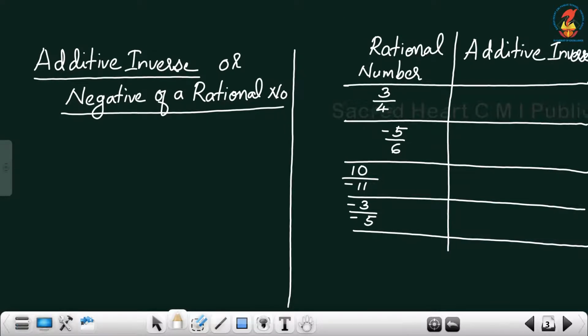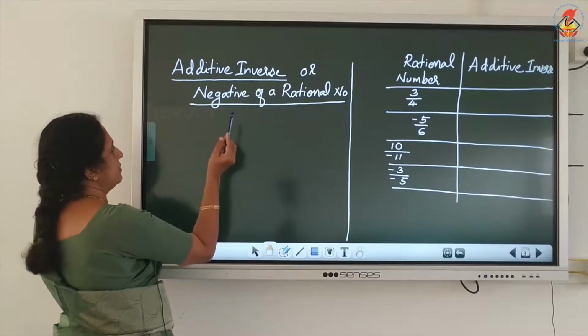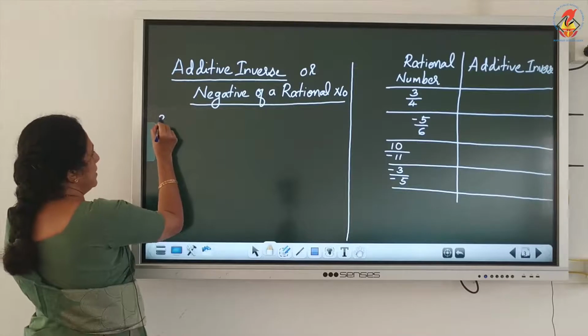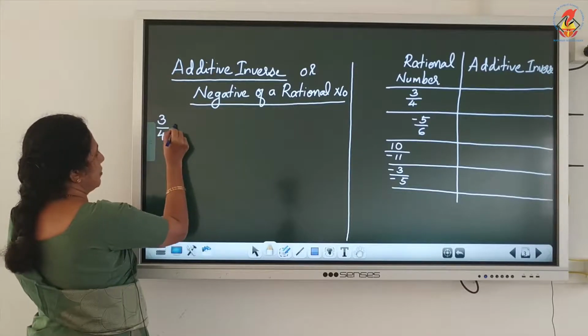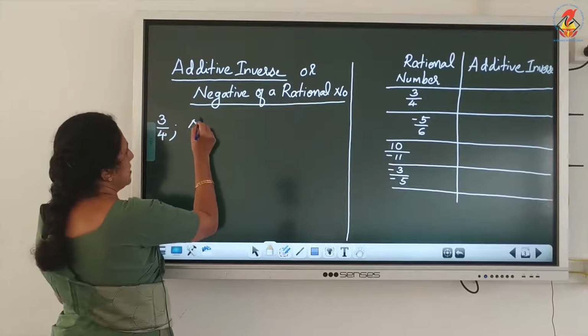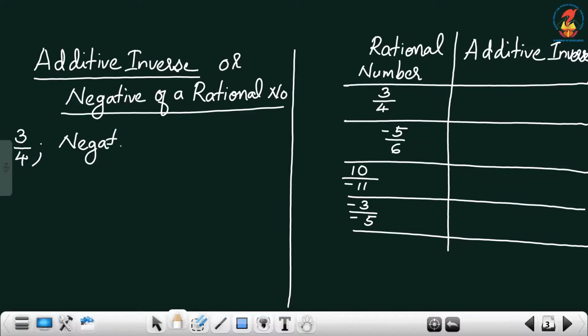Now next, additive inverse or negative of a rational number. Additive inverse, you already studied about this, right? Then another name for this additive inverse is negative of a rational number. Example, consider the rational number 3 by 4. What is the negative of 3 by 4?